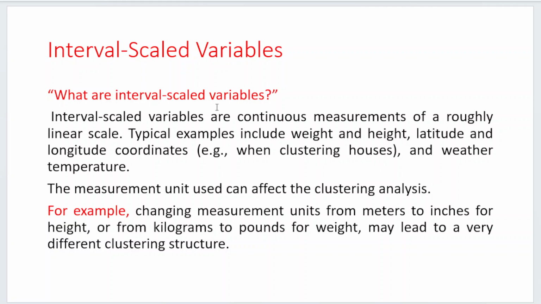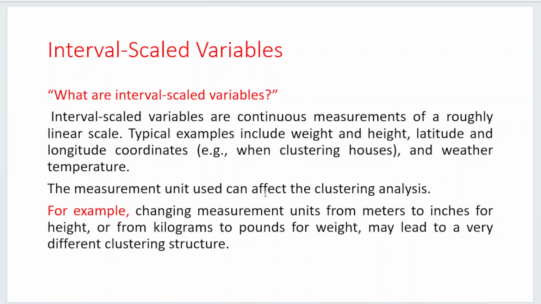We know that a given data can be represented in the form of a continuous measurement, or in the form of a few intervals like 10 to 20, 20 to 30, or 30 to 40. That's why interval scaled variables are continuous measurements of a roughly linear scale. Typical examples include weight and height, latitude and longitude coordinates, and weather temperature.